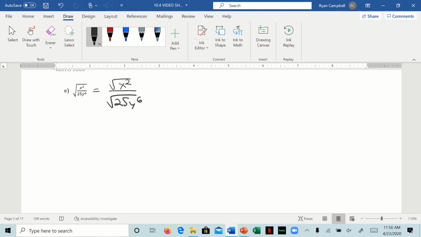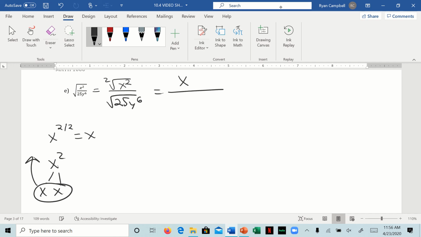So again, we have x squared. So since there's a 2 out front, right, we just divide that by 2, so 1x can come out. And again, if you think about it, x squared, x, so 1x comes out. So we have an x on top. The square root of 25 is just 5, so 5 comes out. And then if we have y to the 6th, and it's the square root, right, then that's just the same as 6 divided by 2, which is y cubed.